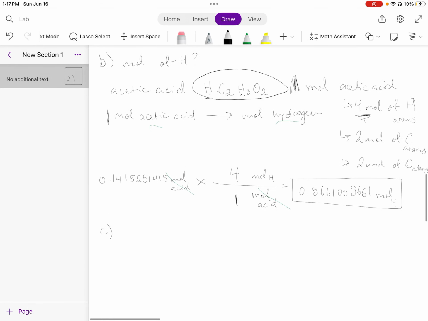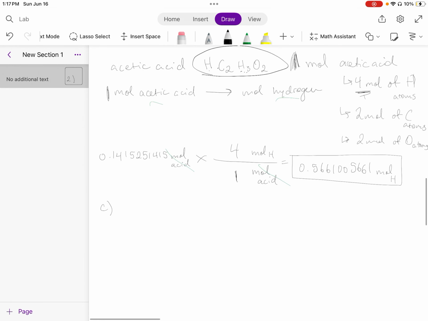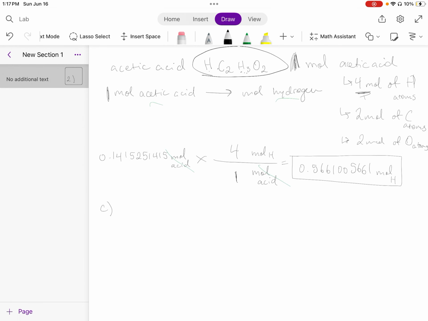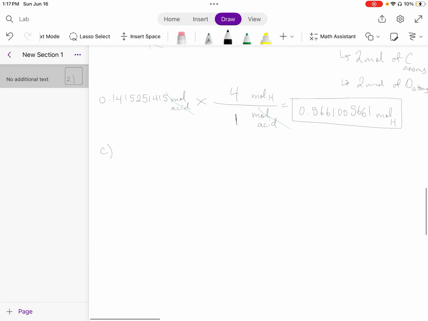Okay, so C and B are related because now C wants to know the number of hydrogen atoms. And just like we've seen before, molecules, atoms, number of whatever it is can be interchangeable or converted to moles with our Avogadro's number.